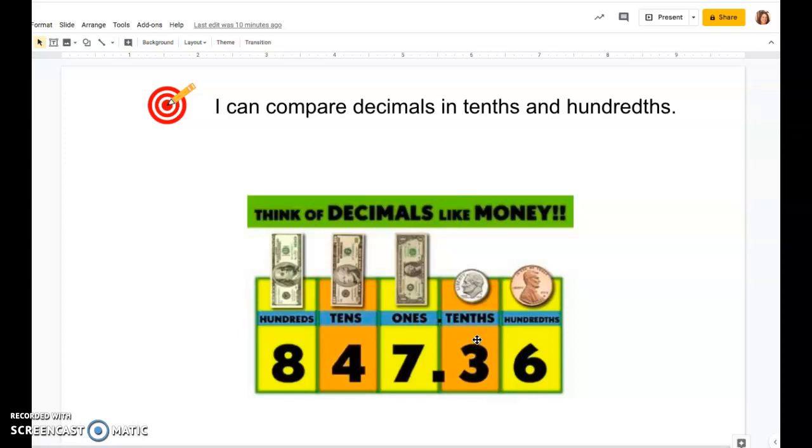This 3 is in the tenth spot, which is similar to 3 dimes. And the 6 is in the hundredth spot, which is the same as a penny. There are 100 pennies in a dollar, so therefore these are called hundredths, and there are 10 dimes in a dollar, therefore these are called tenths.